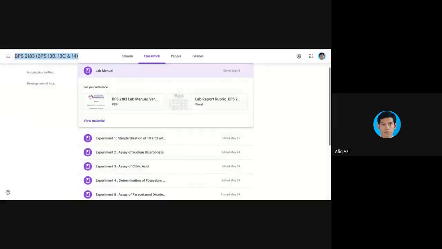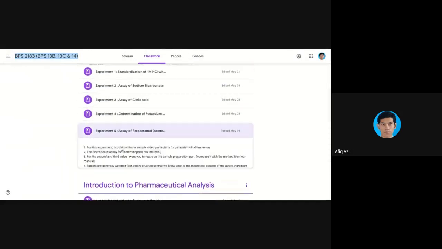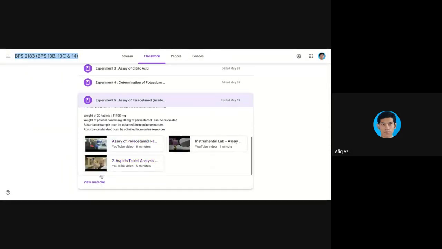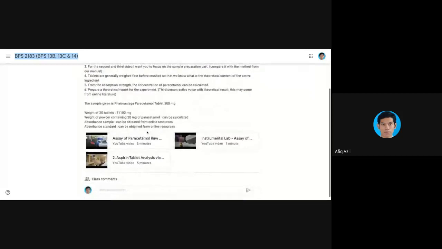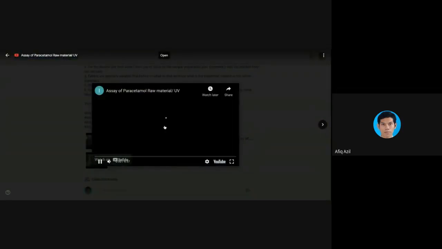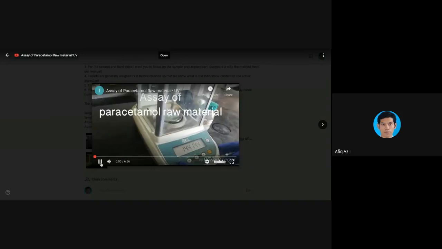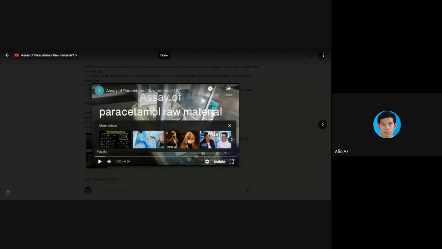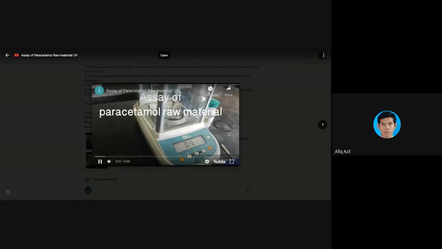So now we're going to look into the material that I have placed here. I'm going to show you this one first, which is assay of paracetamol raw material. So this is like doing assay for the standard itself, okay? Because the standard paracetamol will be in powdered form. So let's watch the video first.